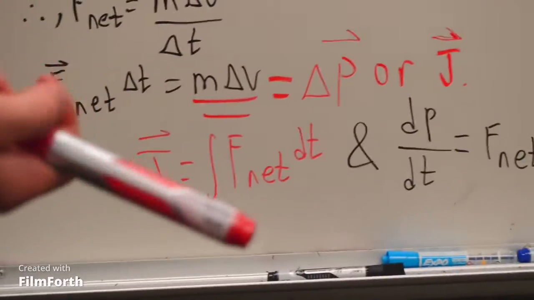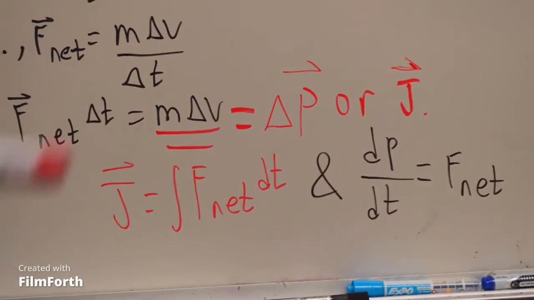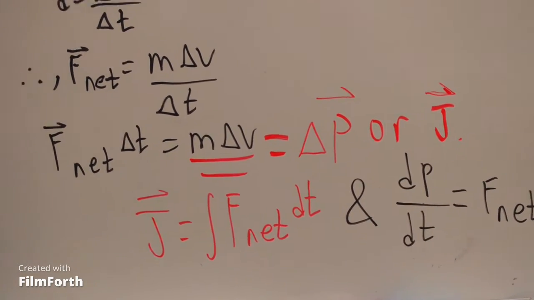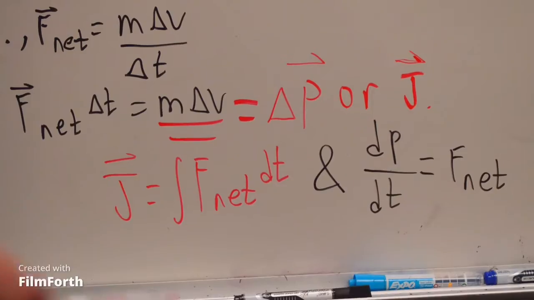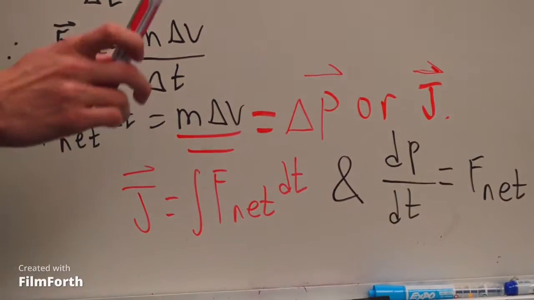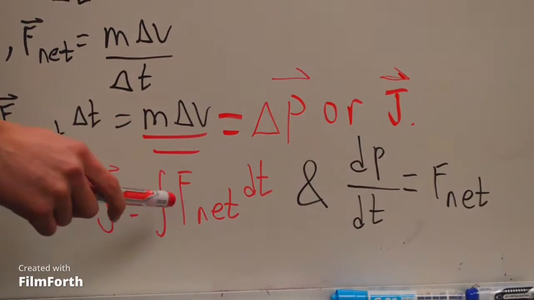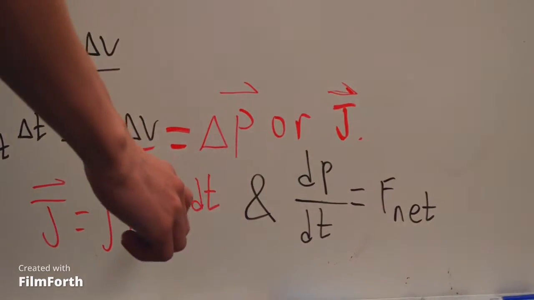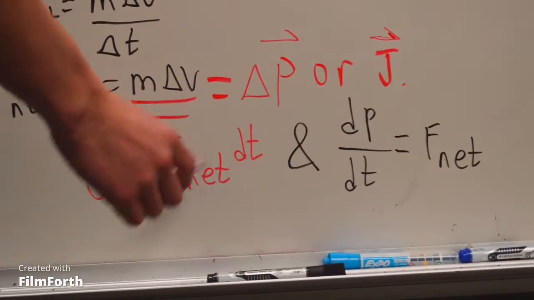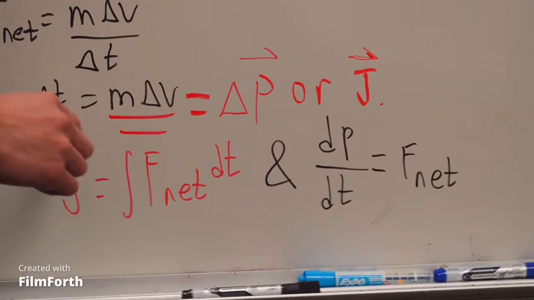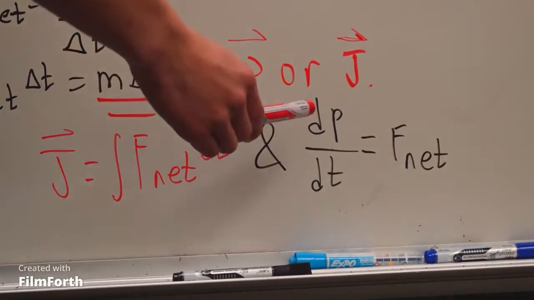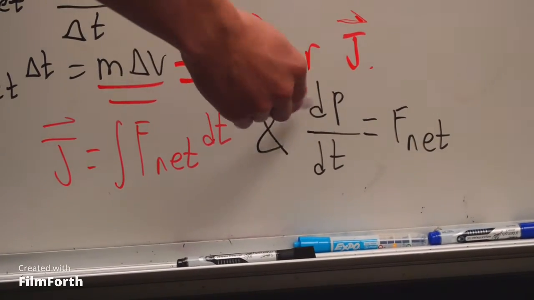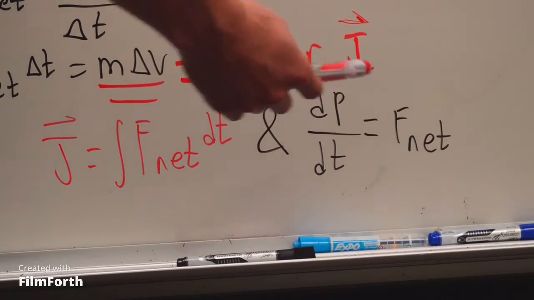But what happens if the net force is not constant? What if it changes? This is where calculus comes in. If you don't understand calculus, that's okay. You will one day. Impulse is the integral of net force with respect to time. Furthermore, if we differentiate both sides, the integral here will cancel out. Therefore, we get that the derivative of momentum, or impulse, divided by the derivative with respect to time, so dp divided by dt, will equal F net.